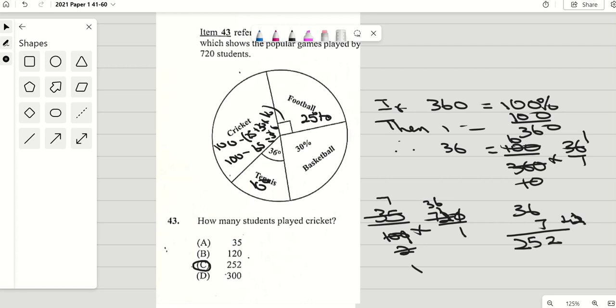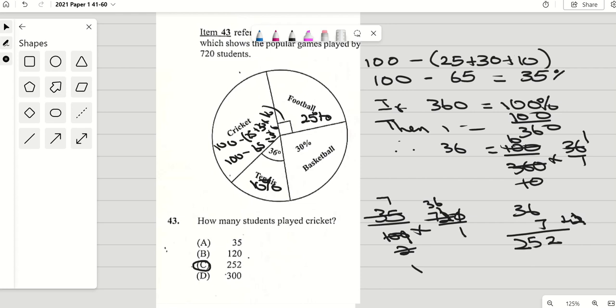We know that it is 10%, sorry. Then cricket would obviously be 100 minus, you add up everything, 25 plus 30 plus 10, that's 65. 100 minus 65 is 35. So we know that cricket in percentage is 35%, sorry. So now you want to know, not 35 degrees, yeah, 35%.